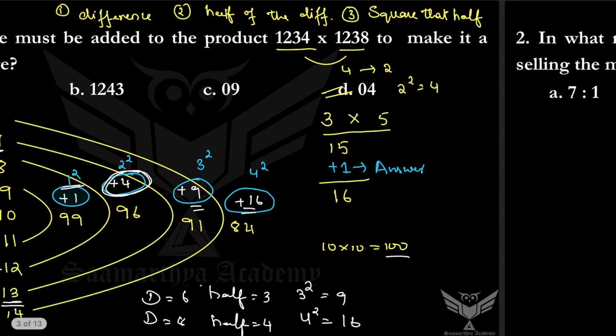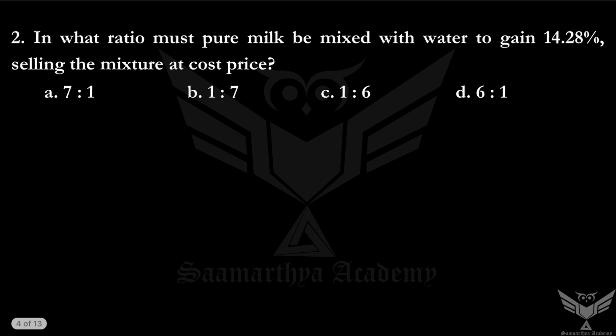Now, the next question. In what ratio must pure milk be mixed with water to gain 14.28%, selling the mixture at cost price? So pause the video here and try. And I'm sure most of the students will get option A or option B. Most of them will get option A.